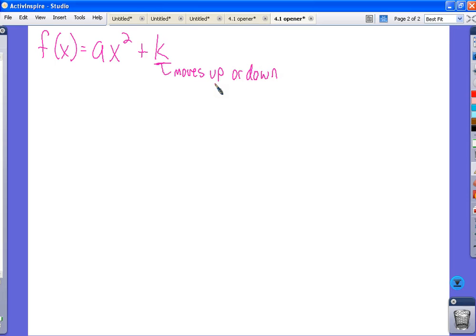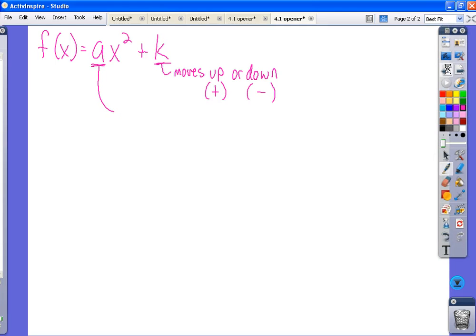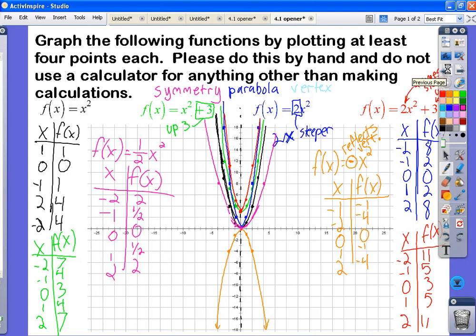When does it move it up? When it's positive, it moves it up. When does it move it down? When it's negative. Okay. So this, what is this? What effect does this have? Makes it go up and down, like steepness, slope. Yeah. Now the interesting thing is that the idea of a curved graph having slope.